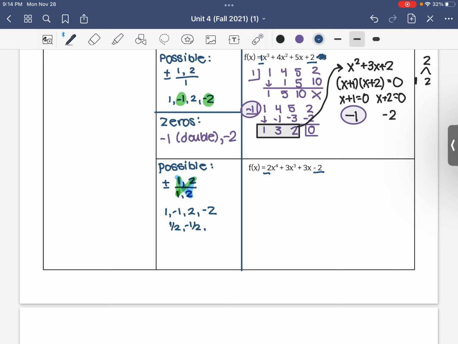Okay, I'm going to zoom in a little bit on this one. 1. Then, as I'm listing my coefficients and constants, I notice that this one goes straight from x cubed to x to the first.